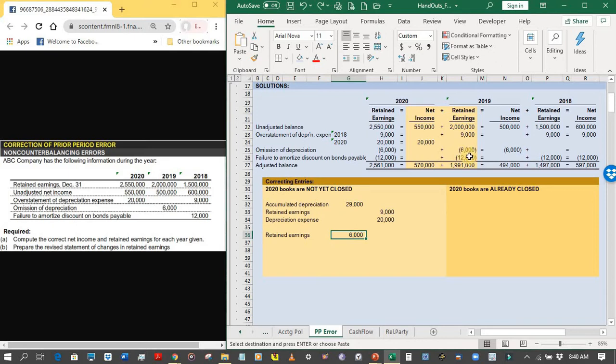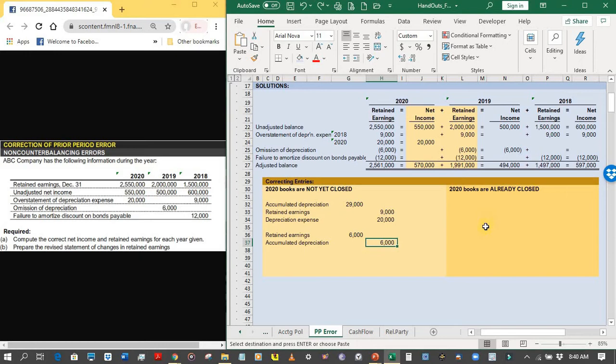And since this is an understatement of depreciation expense, it involves also the understatement of accumulated depreciation for 6,000 pesos. So in order to correct the understatement of accumulated depreciation, we need to credit accumulated depreciation so that it will increase by 6,000 pesos.